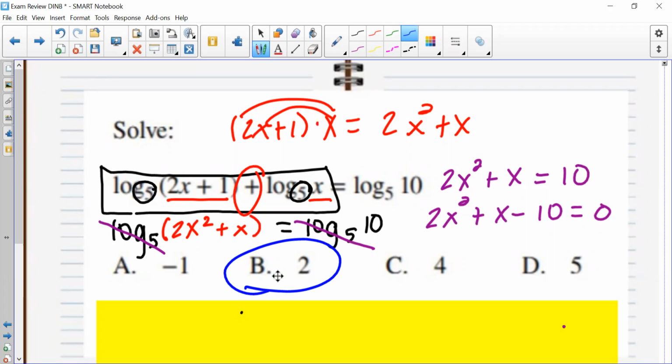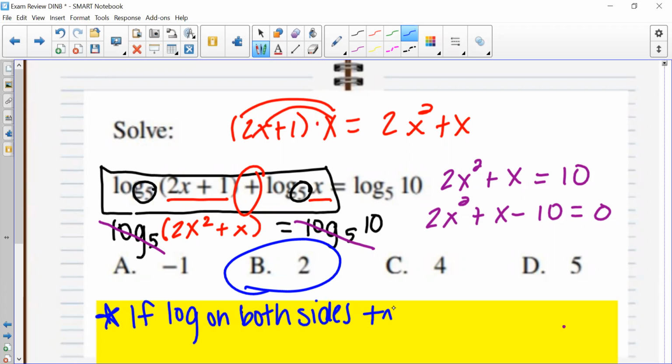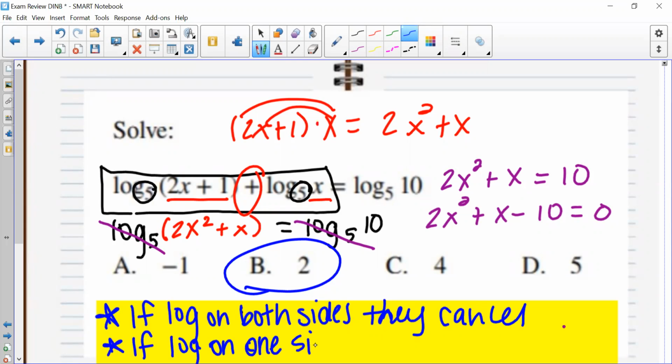All right, so if you want to put a little note there for yourself, that if there's a log on both sides, they cancel. Okay, if there had only been a log on one side, that's when we had to switch forms, switch to exponential form and solve. Okay.